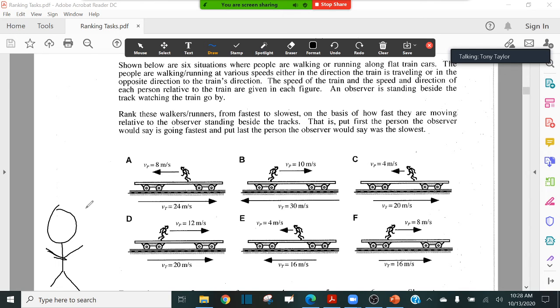Okay, guys, let me tell you guys what these numbers mean. Basically, this number right here, 24 meters per second, that represents how fast the train is moving relative to this person, or in other words, relative to the ground. Okay. This value right here, 8 meters per second, what does this mean? Basically, this represents the velocity of the person, how fast it's moving relative to the train itself.